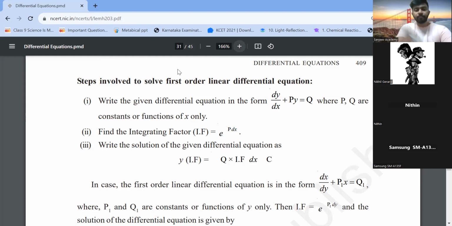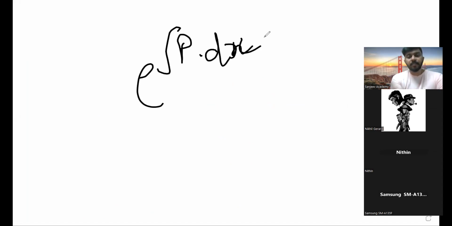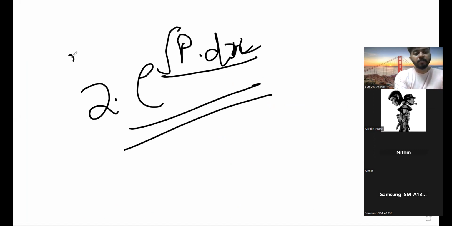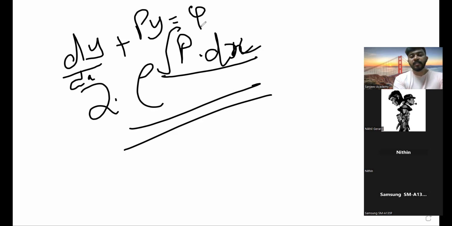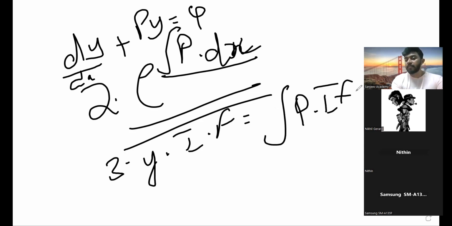I'll write down here. E power integral p dot dx. This is my second step. The first step should be what? Dy by dx plus py is equal to q. This is my first step. Second step should be e power integral p dot dx. Third step should be what? Y dot integrating factor is equal to integral of q dot integrating factor. Okay, this is my third step.